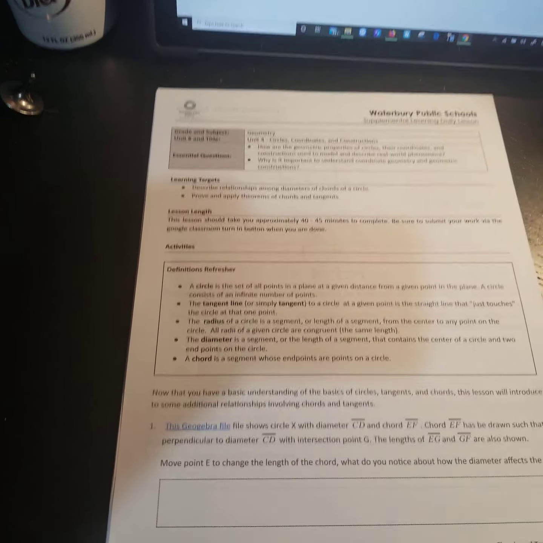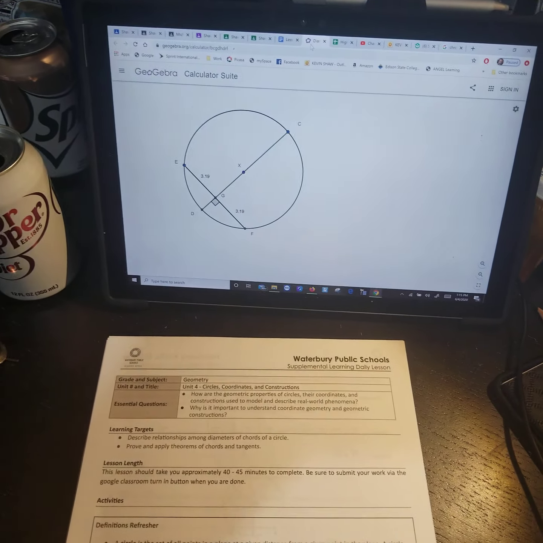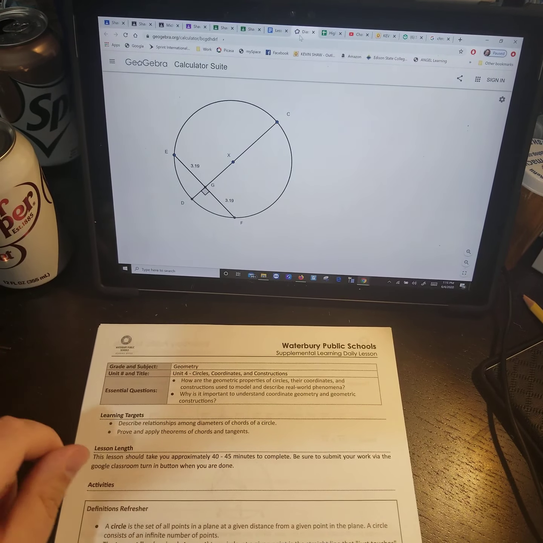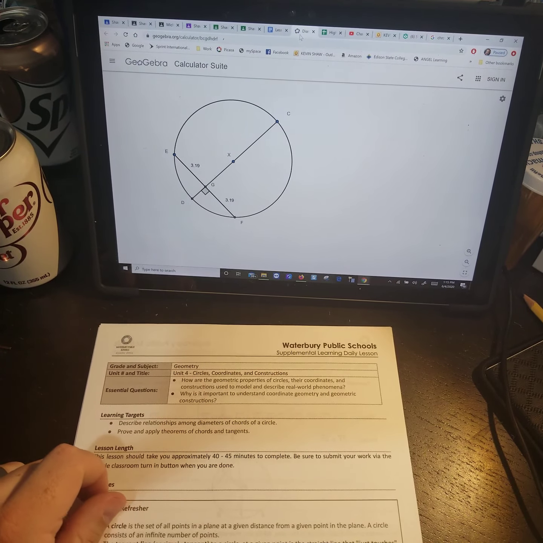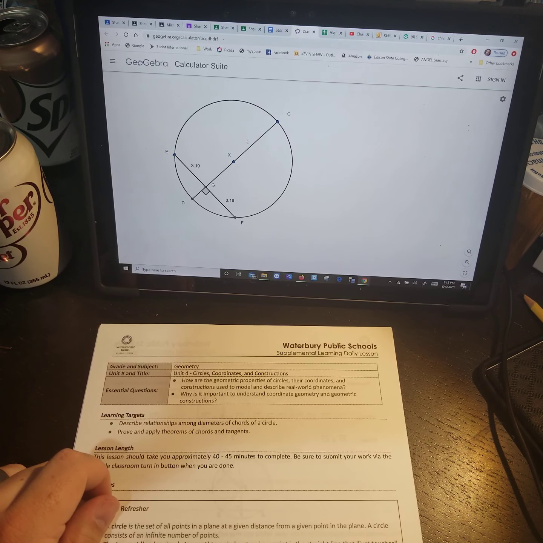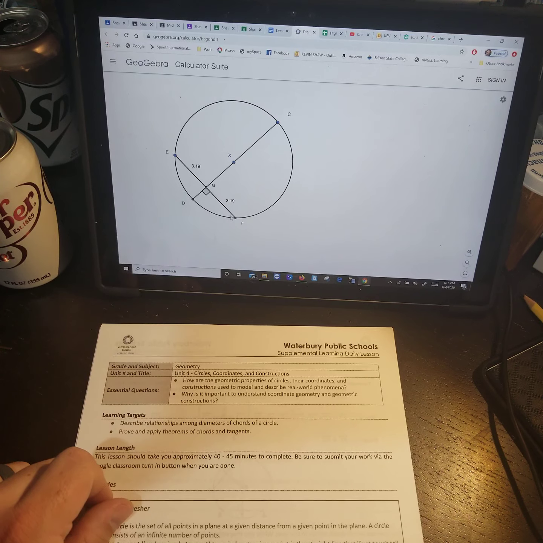This GeoGebra file shows circle X. Circles are always designated by the center point. Circle X with diameter CD, and chord EF has been drawn such that it is perpendicular to diameter CD with intersection at point G. The lengths of EG and GF are also shown.